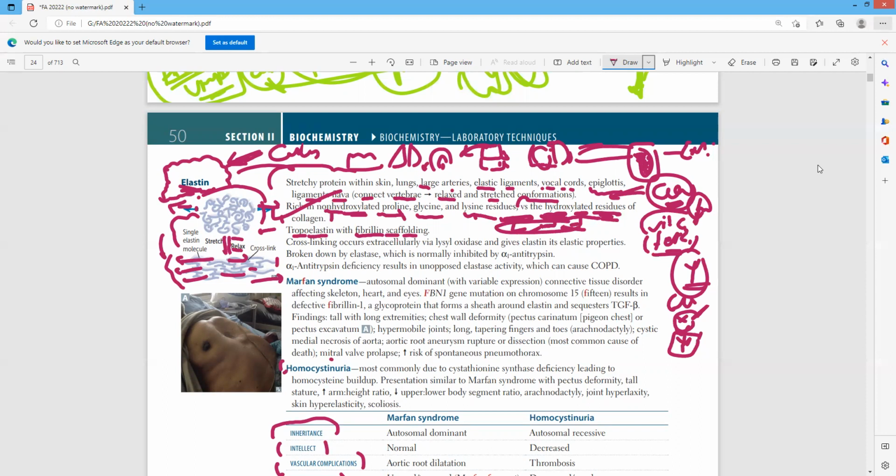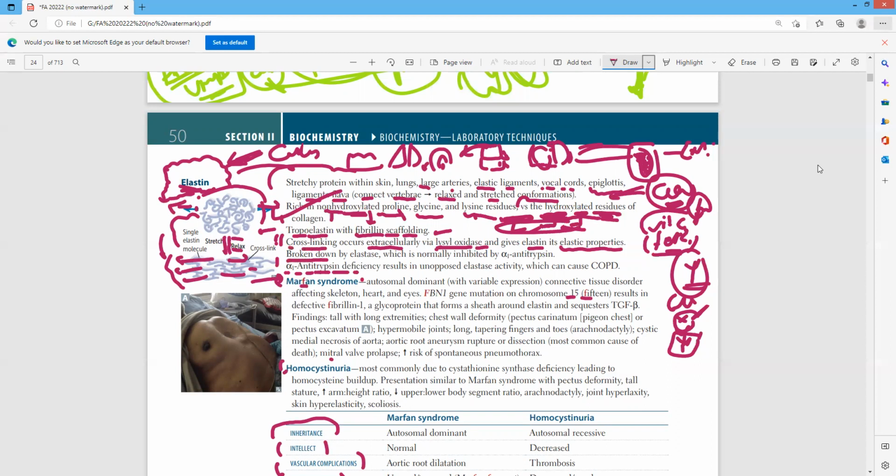And here we will associate the defect in fibrillin, which we will find in Marfan syndrome on chromosome 15. We will see that in just a minute. Cross-linking occurs extracellularly via lysyl oxidase and gives elastin its elastic properties. Do you remember lysyl oxidase? Do you remember that it will do the cross-linking?